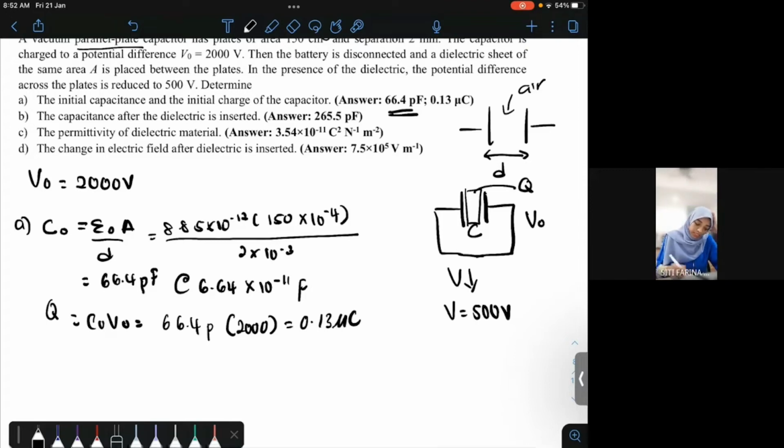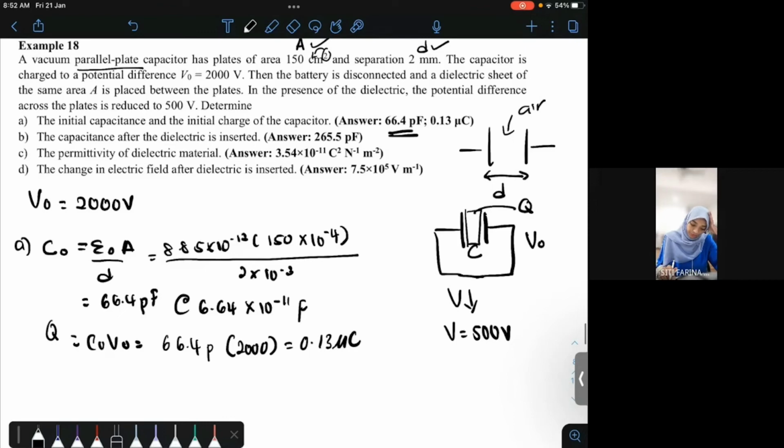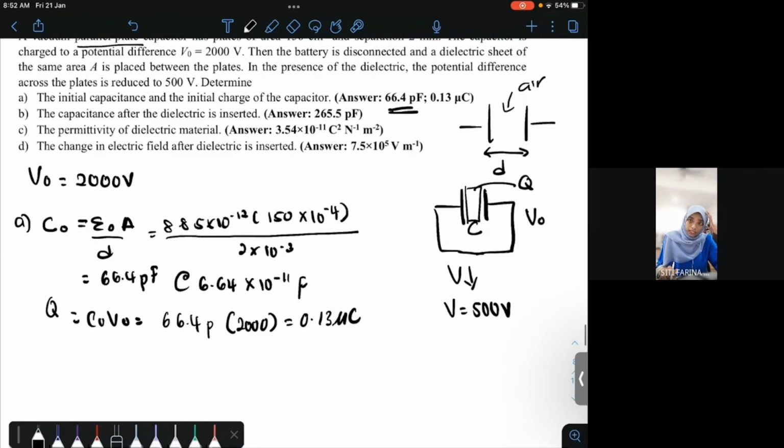The capacitance after the dielectric is inserted. Okay, kalau kamu tengok, dia tak bagi nilai dielectric constant. So dia suruh cari nilai capacitance baru. Kita tahu capacitance baru akan jadi epsilon R C0 selalunya. C0 dah ada, tapi epsilon R tak ada. Tak diberi dalam soalan. However, you can find based on the information you have from the question.